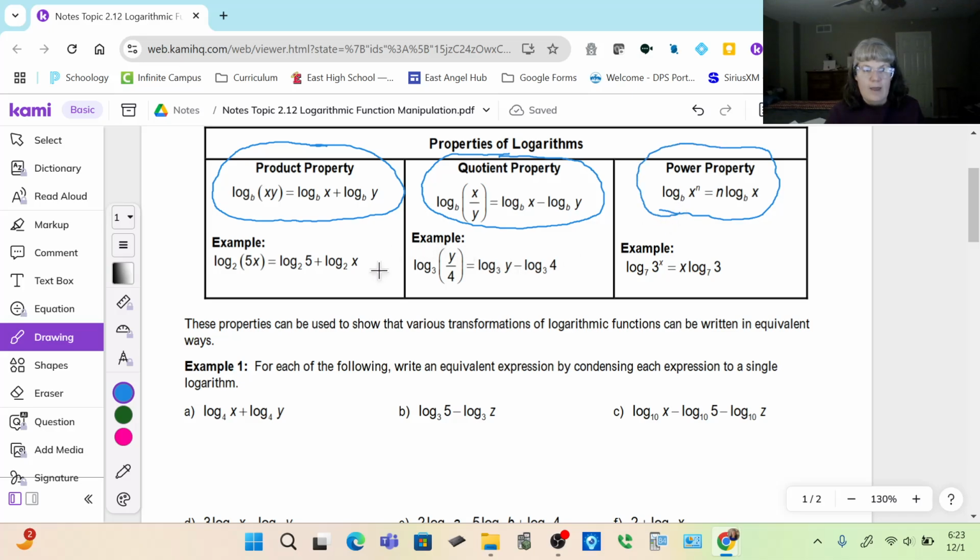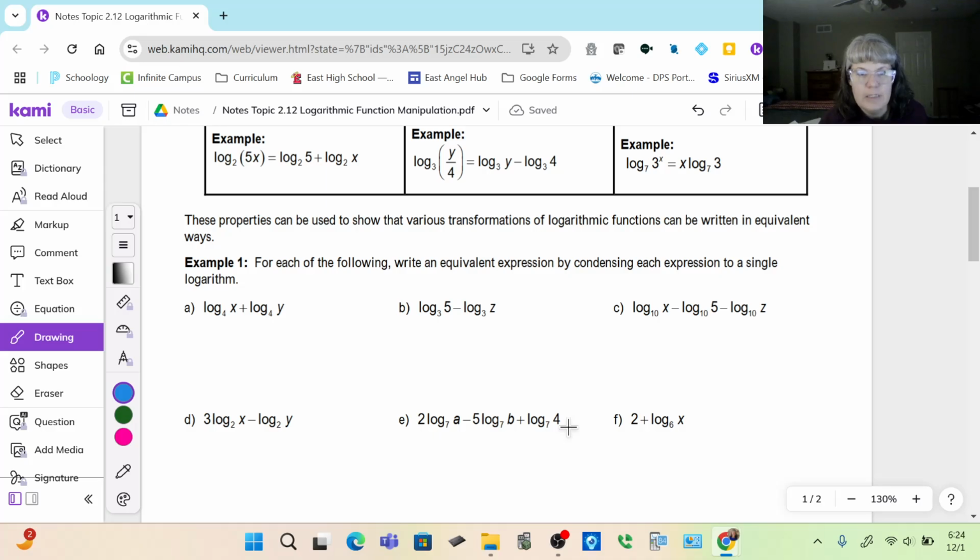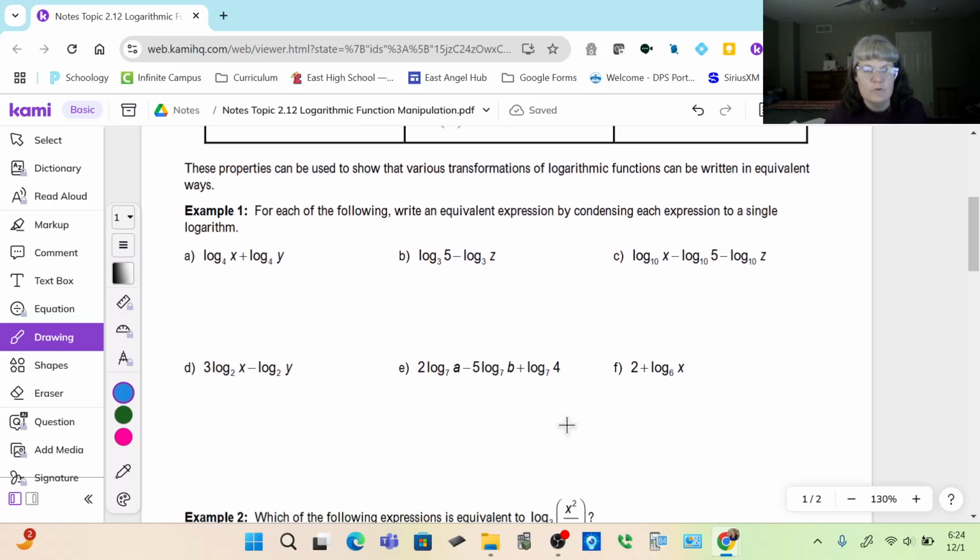You'll see that we have examples right below. Refer to those examples as you look at 1A and B. I'm not going to do them because they're just so similar to what's in the table above. But I do want to talk to you about C, E, and F.